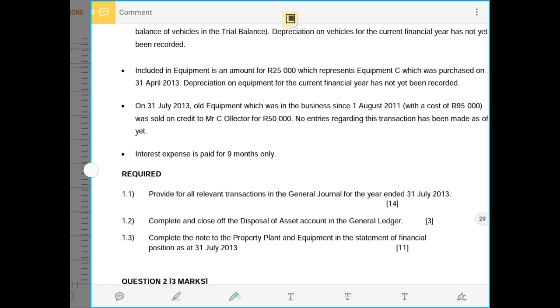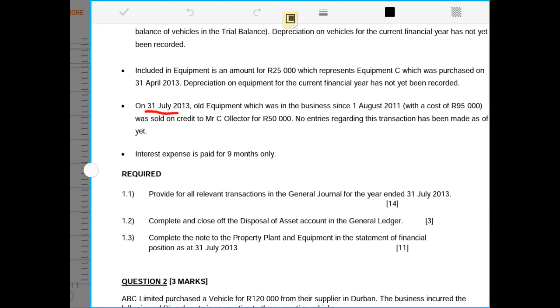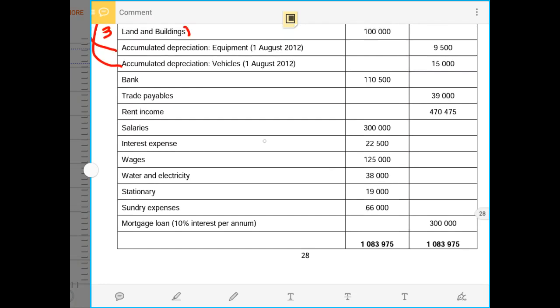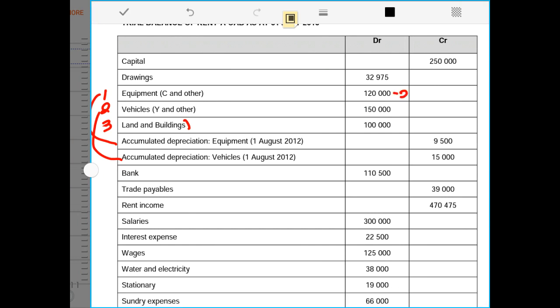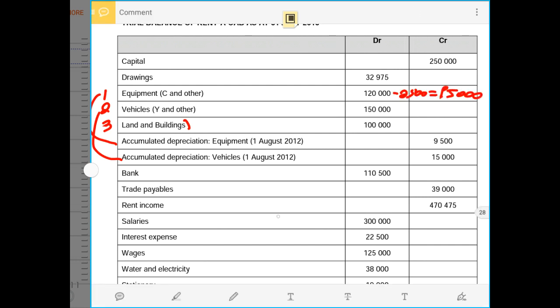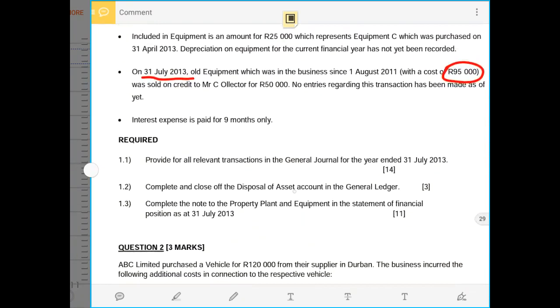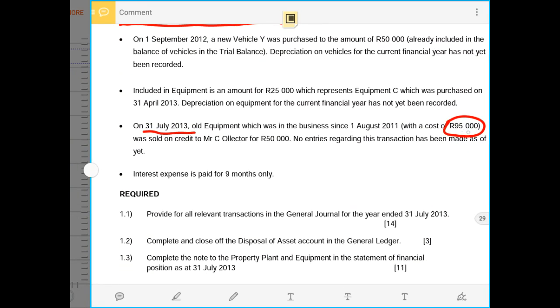The third dot says on the 31st of July, which is the end of the accounting period, because the year end is 31st July. This was the end of the year. On the 31st of July, old equipment which was in the business since the 1st of August 2011 with the cost price of 95,000. Do you see this 95,000? When we set 120,000 rands and we subtracted 25,000 rands here, that gave us 95,000 rands. And we know that 95,000 rands is the old equipment that was in the business before the beginning of the current year. So now they are telling us that this equipment is the old one and it was sold by the end of the current year.